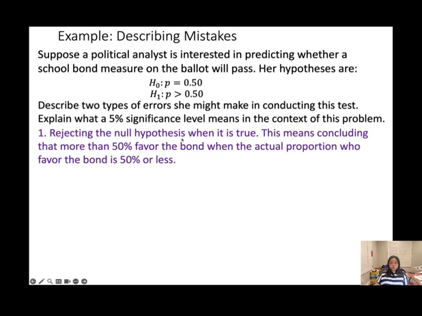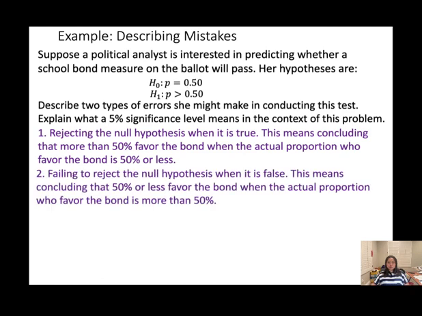So first, rejecting the null hypothesis when it is true. This guy may be true, but we reject it. We believe the alternate hypothesis is true. This means concluding that more than 50% favor the bond when the actual proportion who favor the bond is 50% or less.